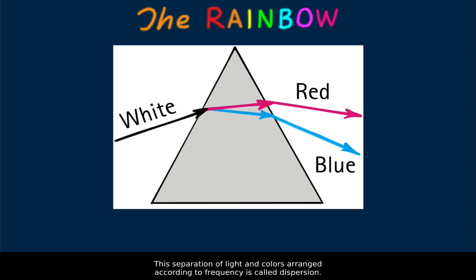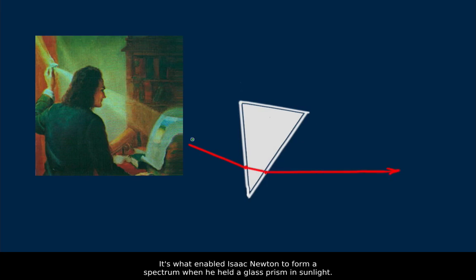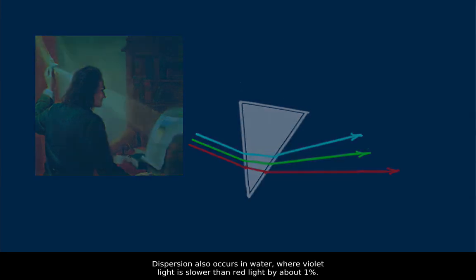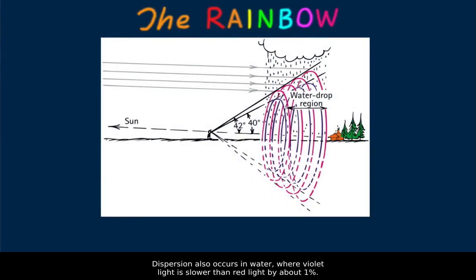This separation of light into colors arranged according to frequency is called dispersion. It's what enabled Isaac Newton to form a spectrum when he held a glass prism in sunlight. Dispersion also occurs in water, where violet light is slower than red light by about 1%. A most spectacular illustration of dispersion by water is a rainbow.